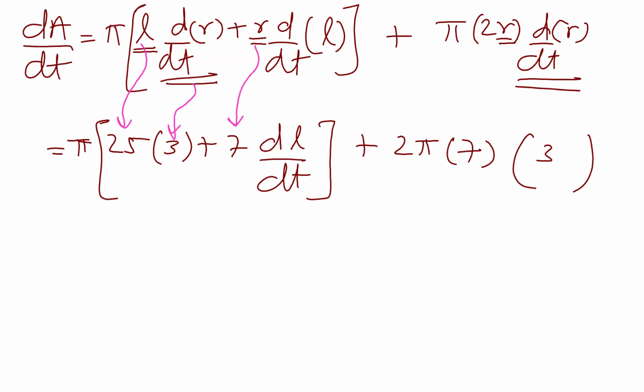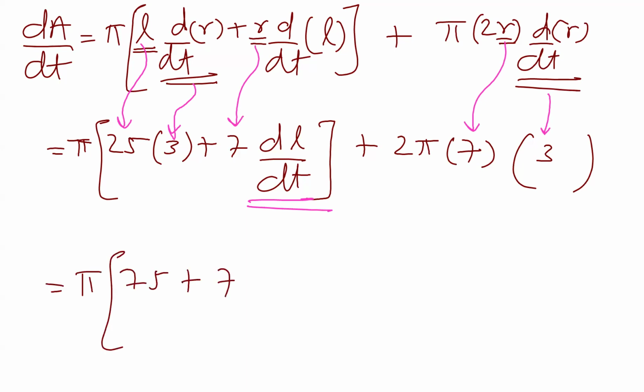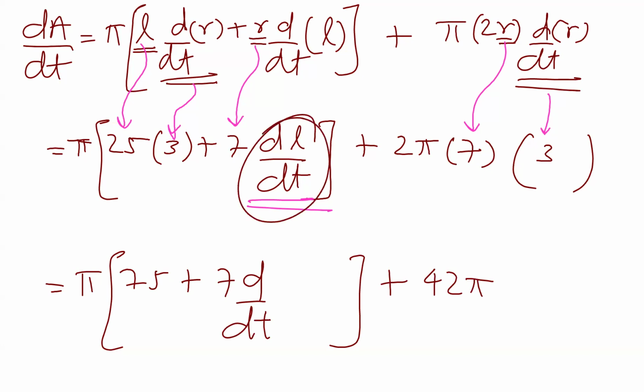R is 7, initial R, and dr by dt is 3. We don't know what is dl by dt. Fine. So pi into 75 into 7, plus 42 pi, since 14 threes are 42. Now L, we don't know what is L. L is changing. Don't put the value of L as 25 over here. So directly you cannot put 25 when there is a changing d by dt.